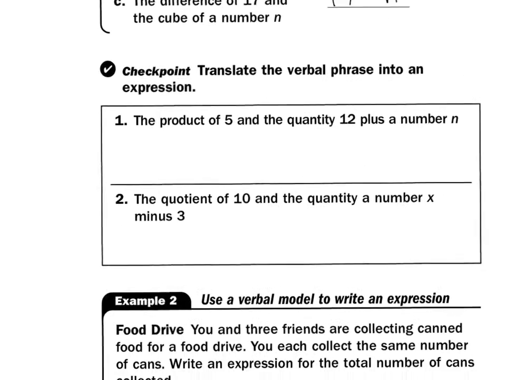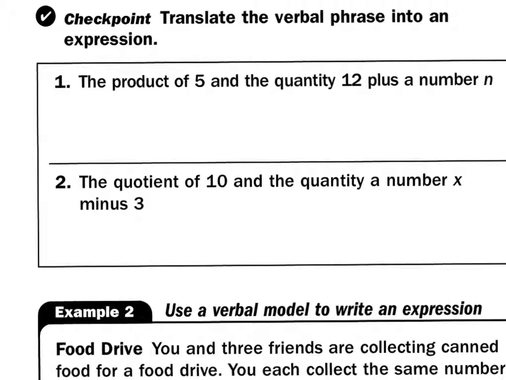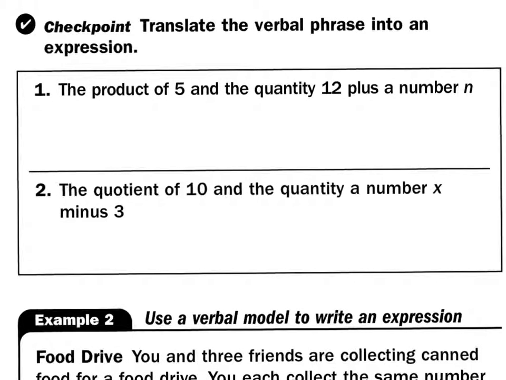Let's move down to the checkpoint. We're going to translate these verbal phrases into an expression. We're going to start with the product of 5 and the quantity 12 plus a number. This is similar to B in example 1, where we're going to have 5 times 12 plus n.